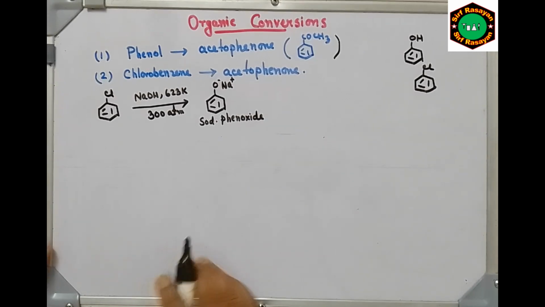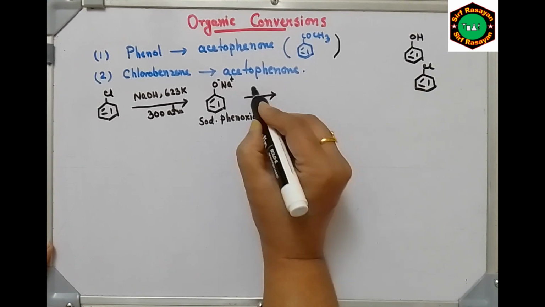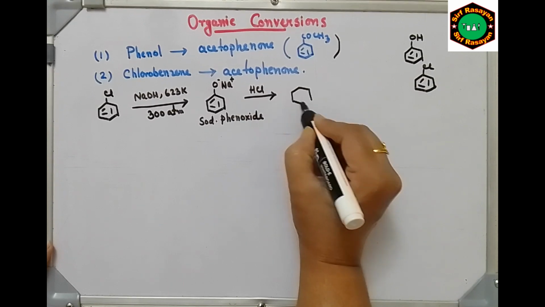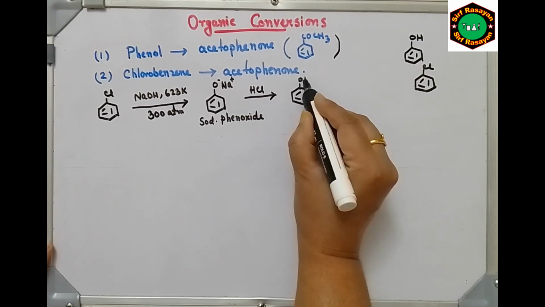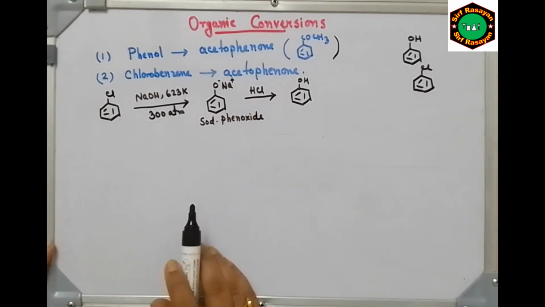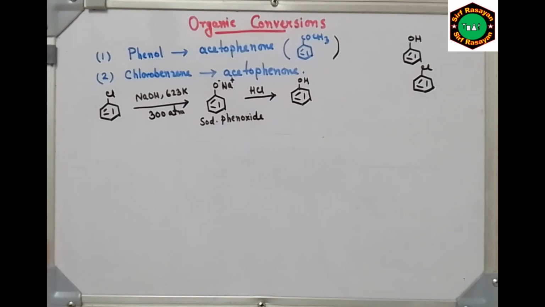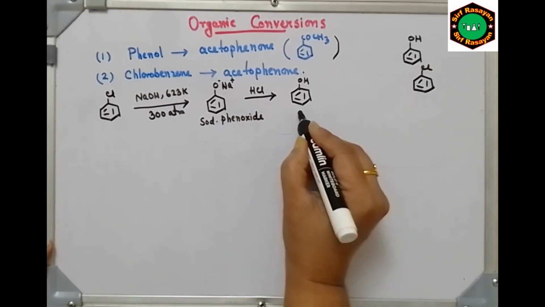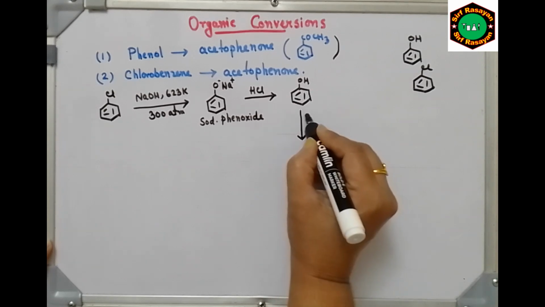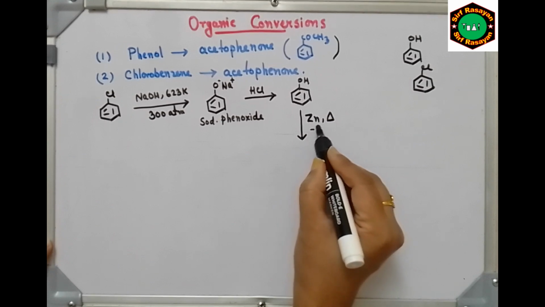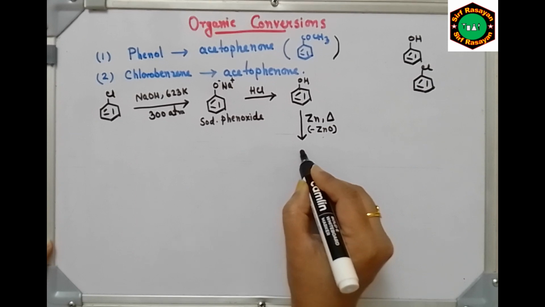Then what we have to do, this is sodium salt. So if you treat it with acid HCl, you will get phenol. So from this one, second conversion, you have to start from here. For first conversion, you can start from here only, phenol. Now, you know, if you heat it with zinc dust, what will happen? Removal of zinc oxide will take place, ZnO, and reduction of phenol gives benzene.